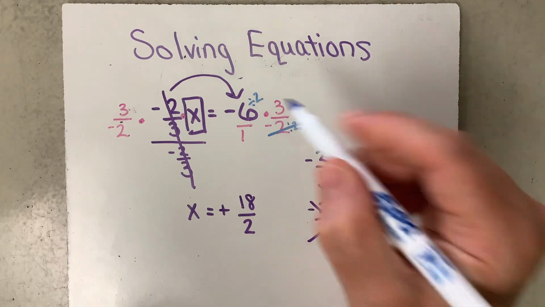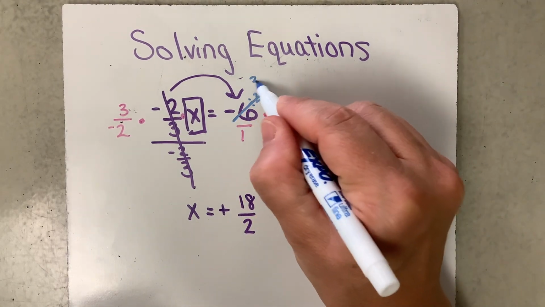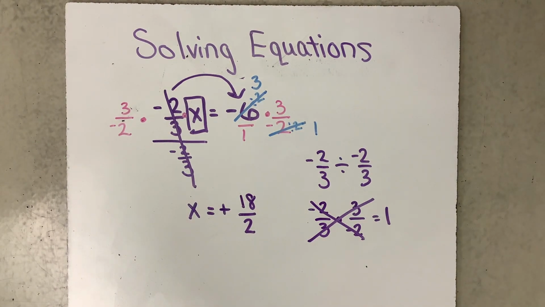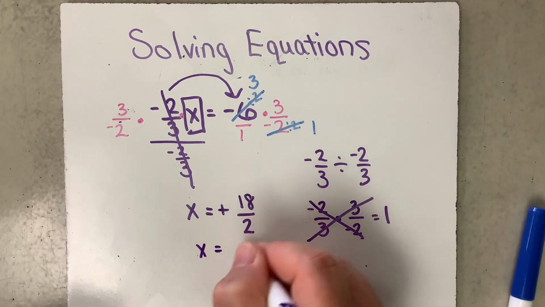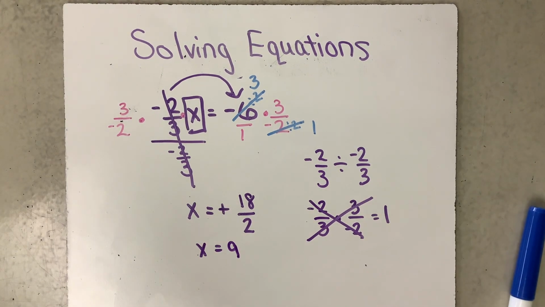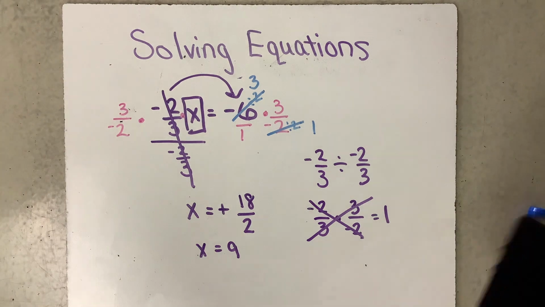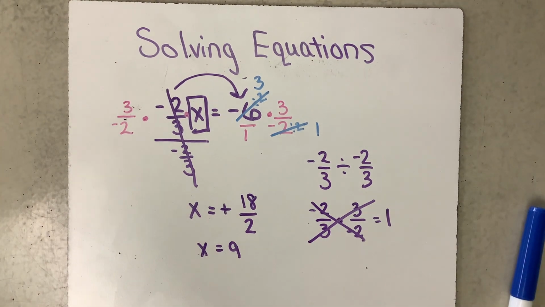2 divided by 2 is 1. 6 divided by 2 is 3. 3 times 3 is 9, which is also what 18 divided by 2 is. Okay, so this is solving equations with one step. There will be another video with two-step following.